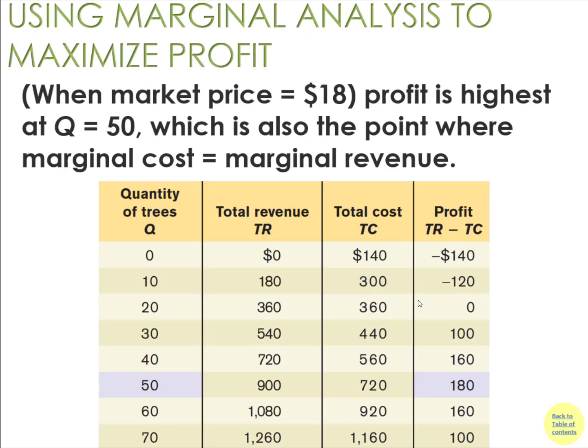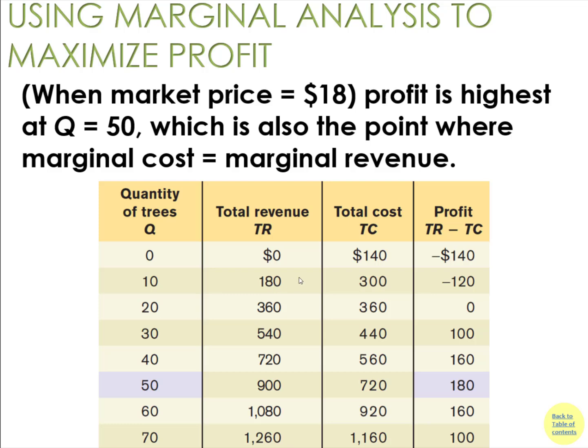But wait. Let's think about using the marginal revenue, marginal cost rule. So we can imagine a scenario where you're selling Christmas trees, for instance, and you get more revenue as you sell more, obviously. So if it's $18, these must be small Christmas trees, $18 per tree, then you multiply the number of trees that you're selling times $18 and you get your total revenue.